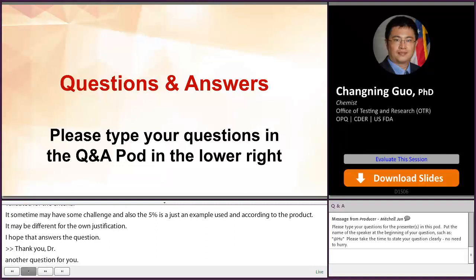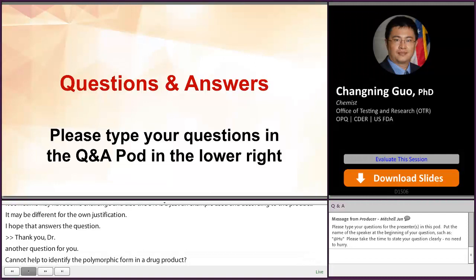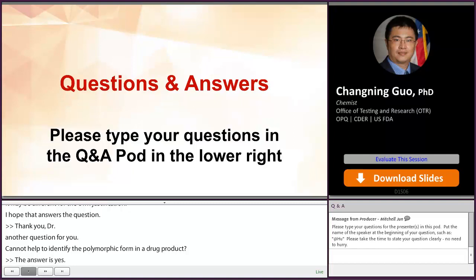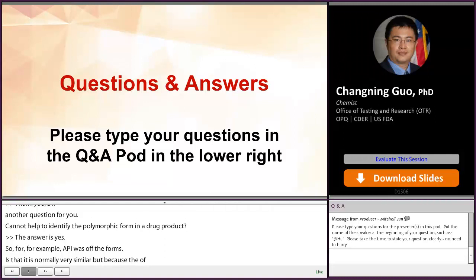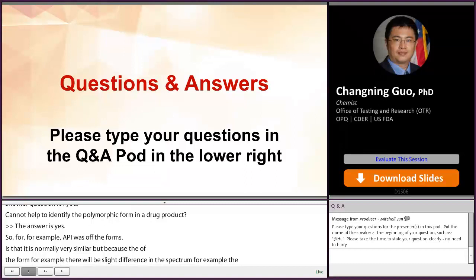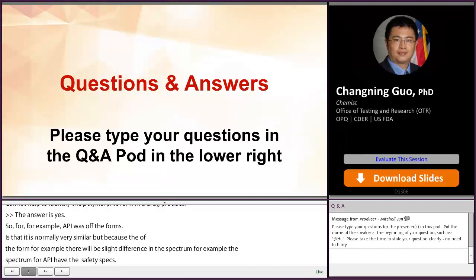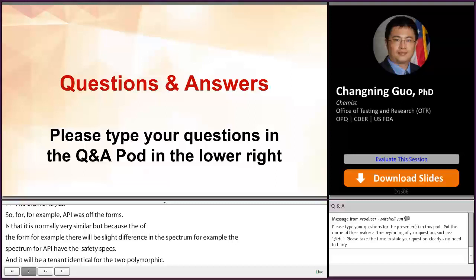The answer is yes. For example, for an API with different polymorphic forms, their Raman spectra normally are very similar. But because they have different polymorphic forms, for example, anhydrous form or monohydrate form, there will be some slight differences in the spectrum. Just throwing out a number, for example, the Raman spectrum for the API has about 50 peaks, and about 47 of the peaks will be identical for the two polymorphic forms, but the other three peaks may be different in the peak position and the relative peak shape or peak intensity. So based on this slight difference in the Raman spectrum, we can identify different polymorphic forms for the API.